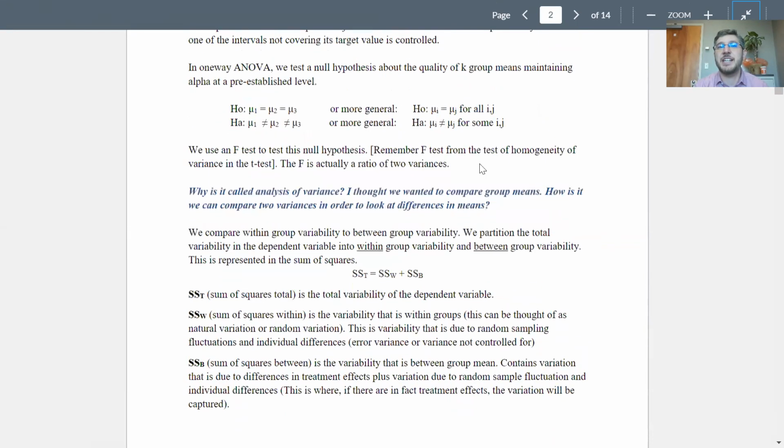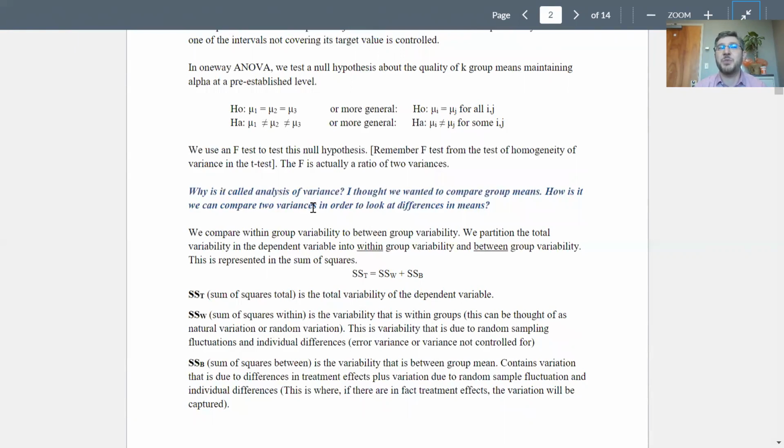Here you can see the null hypothesis for a one-way ANOVA is that all the group means are equal. Here we had 3 group means, against the alternative that some pair of group means are different. A little discussion here: why is it called an analysis of variance? I thought we were comparing group means.